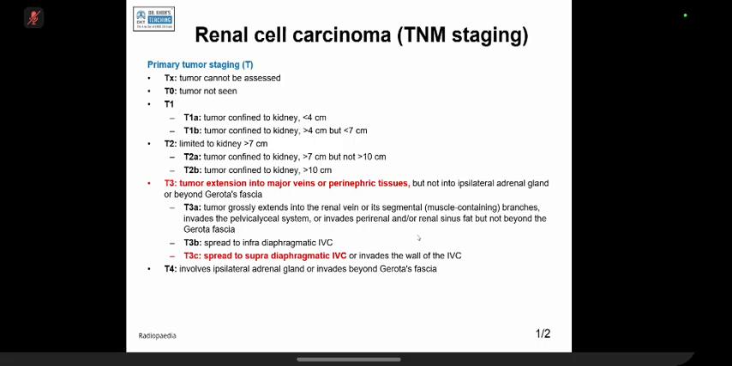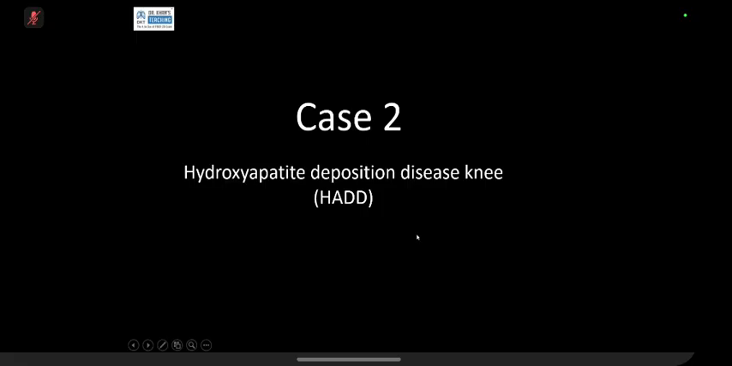Rest of the things we will discuss with the case. Case 2 is hydroxyapatite deposition disease of the knee, which is HADD.